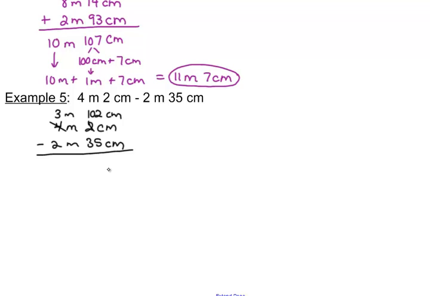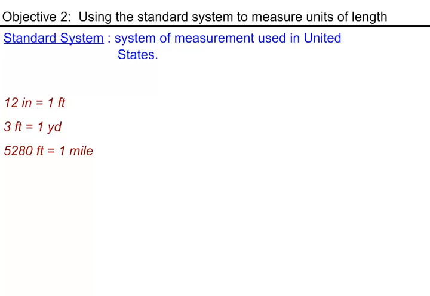Now I can subtract, and I'm left with 67 centimeters, which is less than 100, so I'm good, and 1 meter. If it was more than 100, then I had another meter in there. Okay, so that's how we add and subtract using the metric system. Now, we're going to move on over to the standard system.